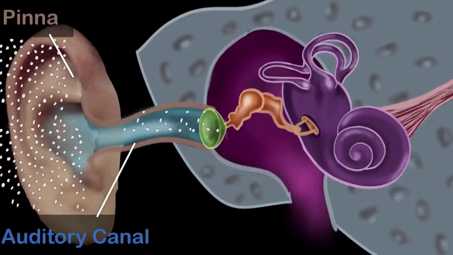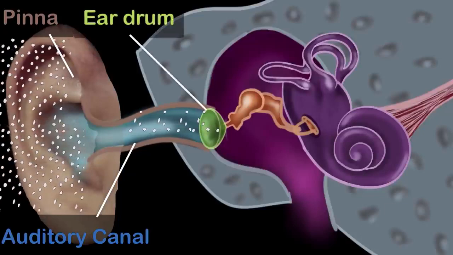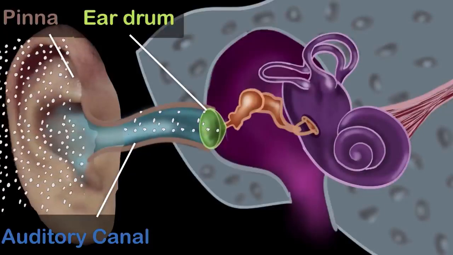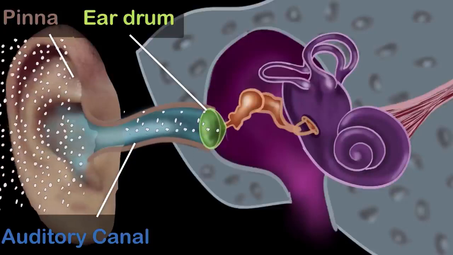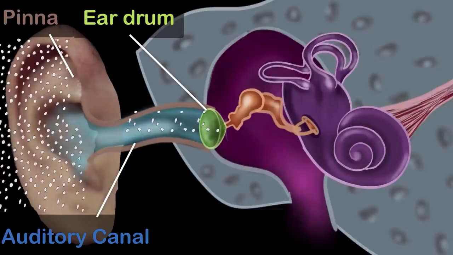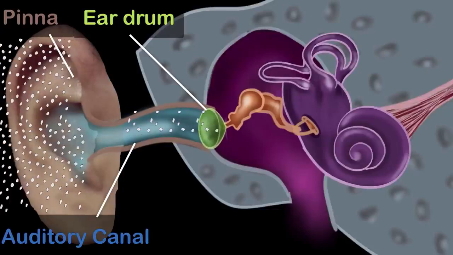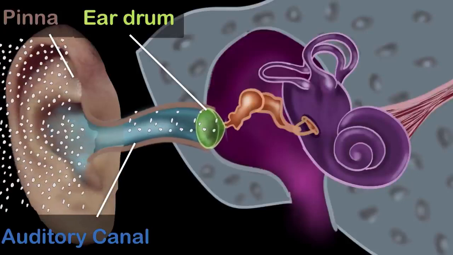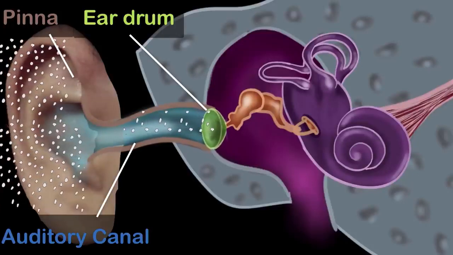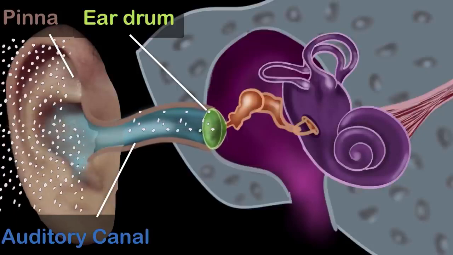The sound waves pass through the auditory canal and eventually meet the eardrum, which is shown in green over here. The eardrum is a transparent membrane which is super sensitive to the vibrations of the air. So as the air vibrates, even the eardrum starts vibrating, just like the skin of a drum. And as you can see, the eardrum also separates the outer ear from the middle ear.